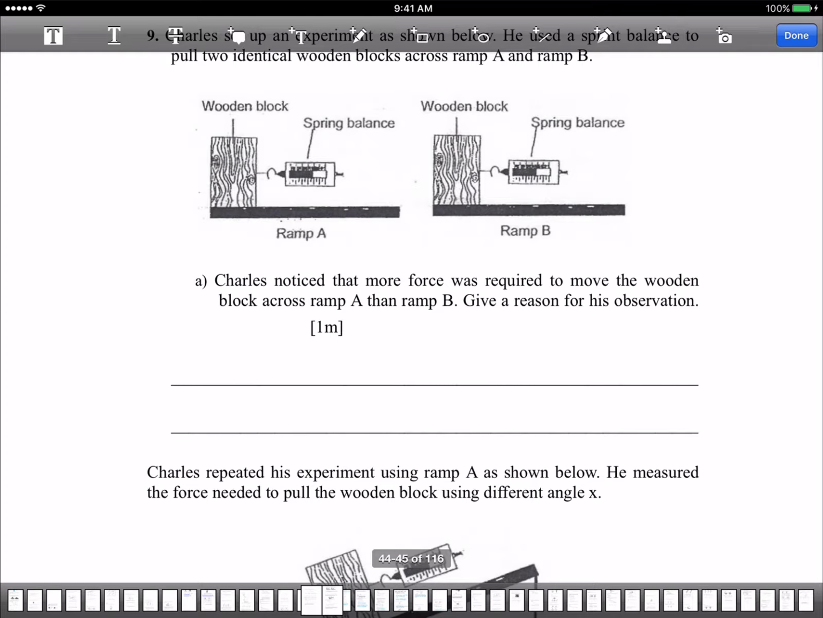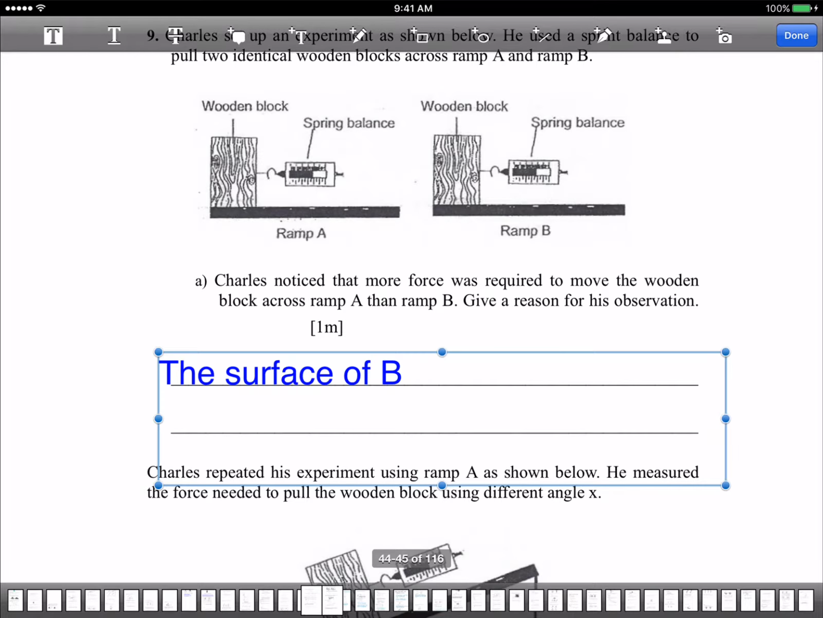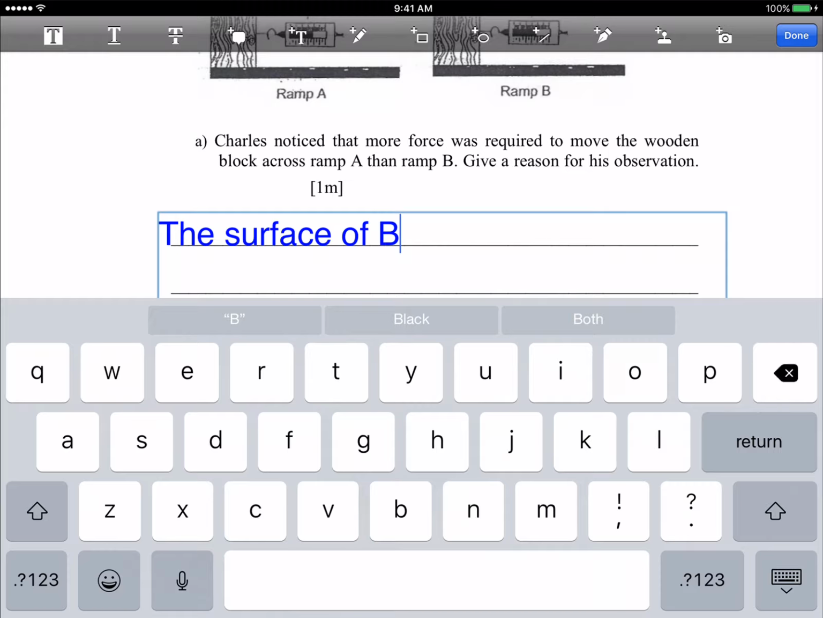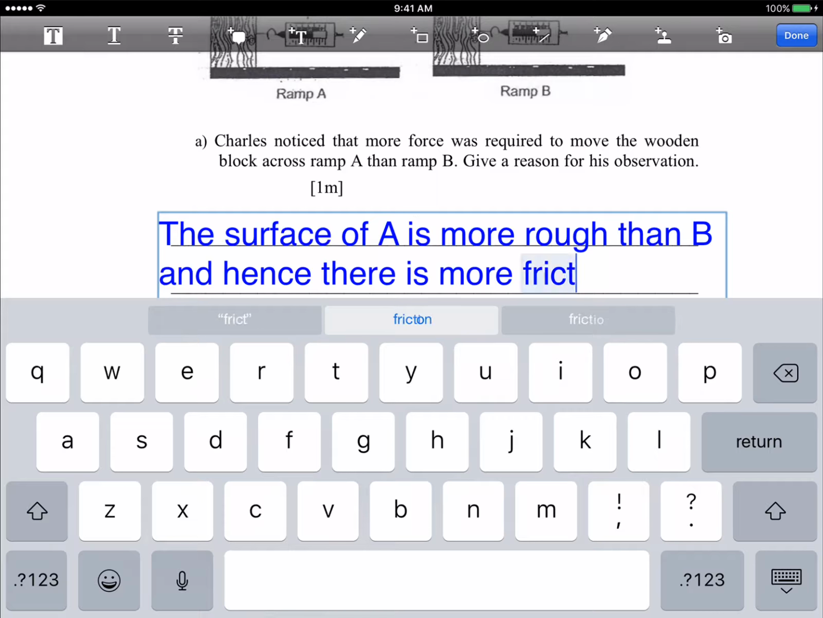Eunice? Something to do with what? The surface, yeah, right? What's so special about the surface for rough B? Right, so now let me write down the answer here. The surface of A is more rough than B, and hence there is more friction.